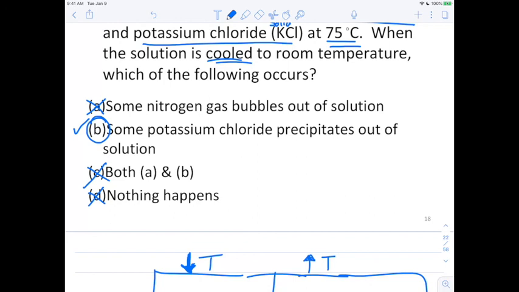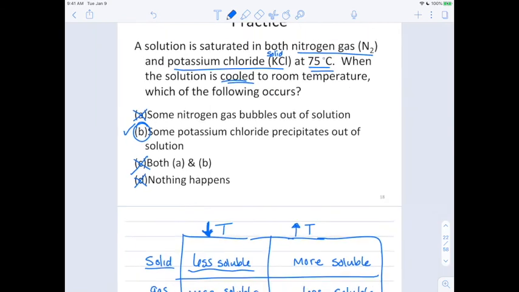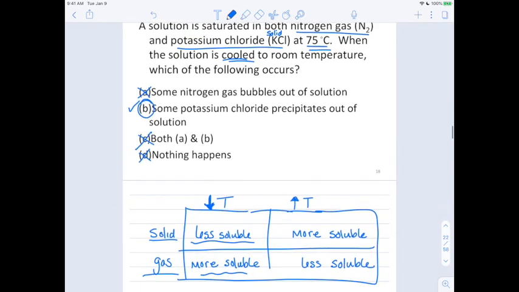Any questions on what we've talked about here, when we drop the temperature, solids becoming less soluble and gases becoming more soluble? Or when we increase the temperature, solids becoming more soluble and the gases becoming less soluble? Any questions on anything that we've talked about tonight?